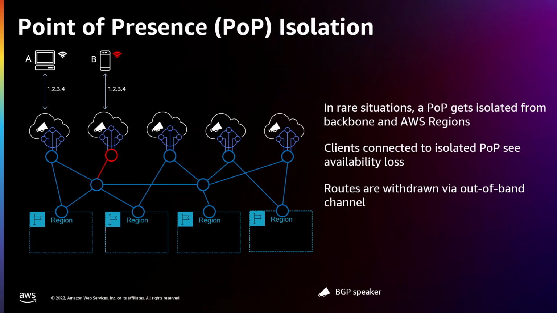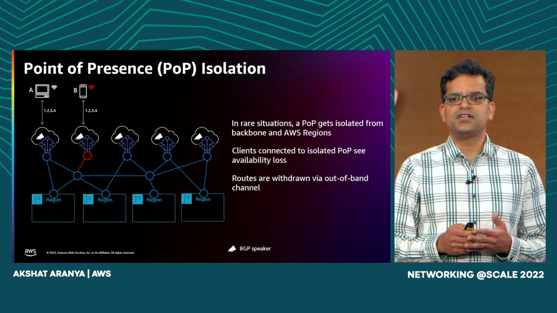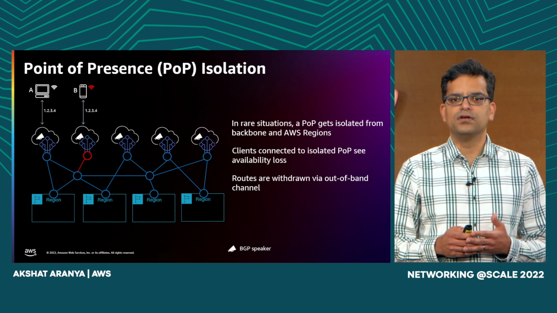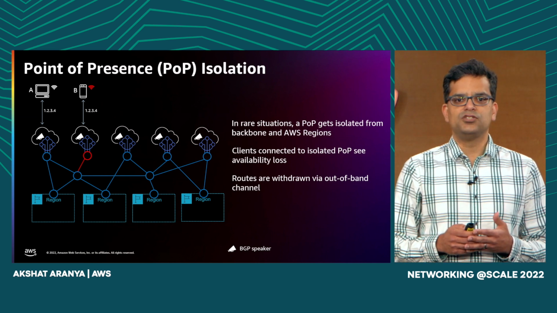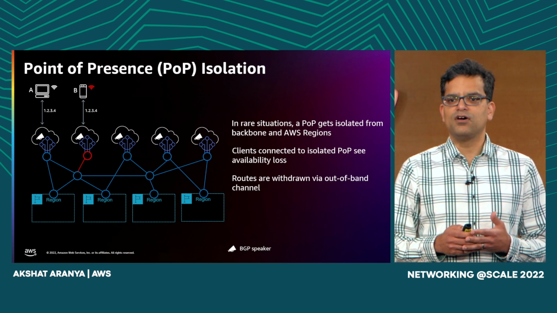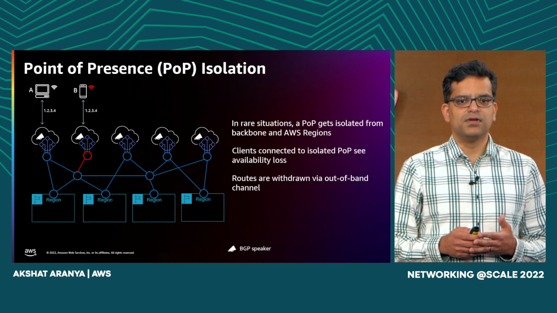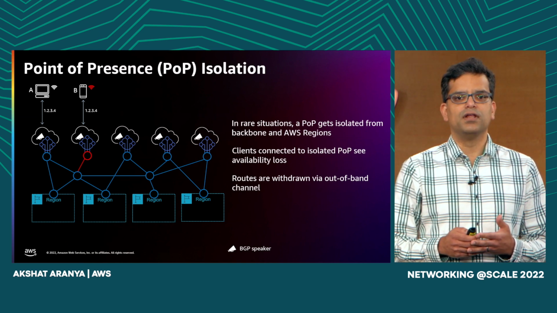In rare situations, a POP gets isolated from Amazon's backbone and AWS regions. This leads to an interesting problem where clients that are connected to an isolated POP see an availability loss. As an example, traffic from client B lands at an isolated POP, but is unable to reach any region because its link to the backbone is impaired. In such situations, operators need to use an out-of-band channel for communicating with border switches so that the routes can be withdrawn. This can take sometimes up to 30 minutes, during which availability will be lost.